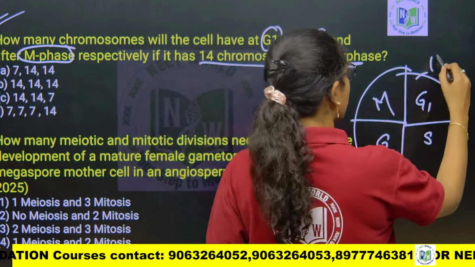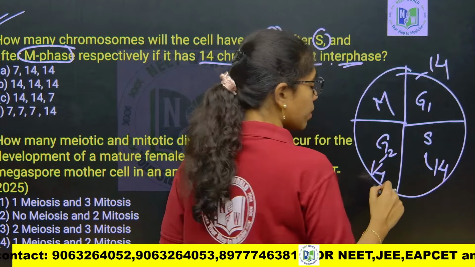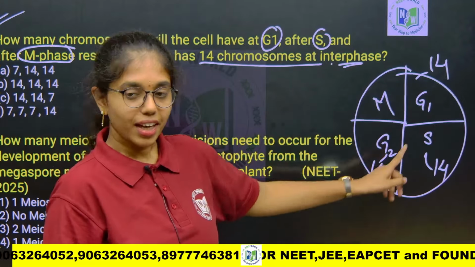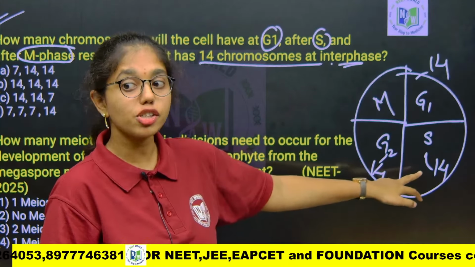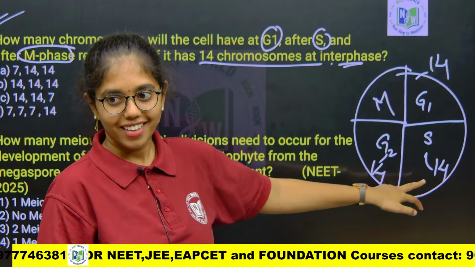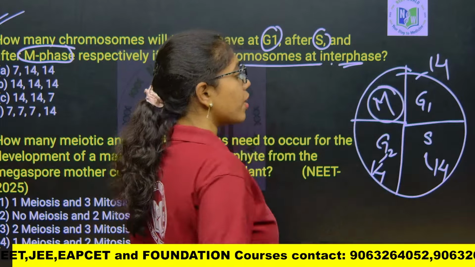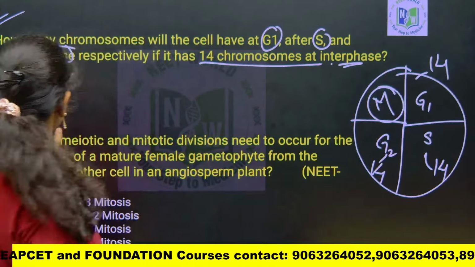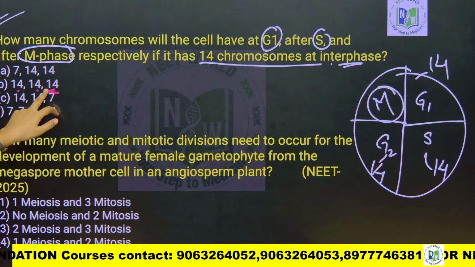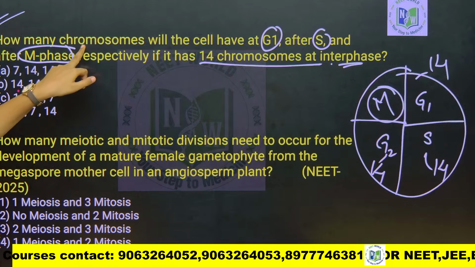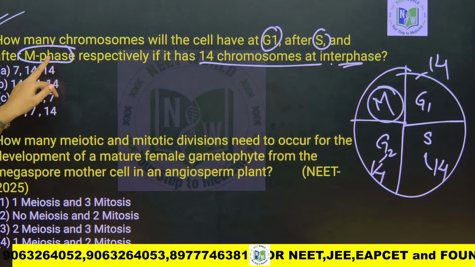That is, in G1 phase it has 14, in S phase it will be 14, in G2 also it will be 14. Listen, in G1, S and G2 it will be 14 chromosomes, because in S phase there is no chromosome duplication. There is only DNA duplication. In M phase you can see the chromosomes. What do you see? 14. In M phase also the chromosomes will be 14 only, because nowhere in the question has he mentioned meiosis. After M phase, the chromosome number will remain the same.